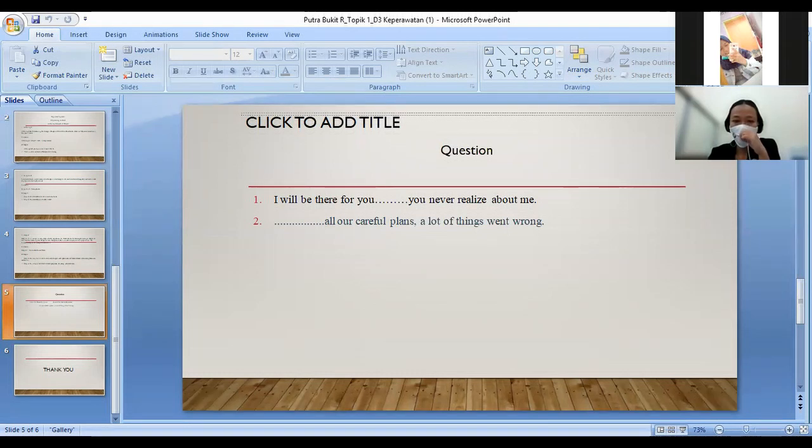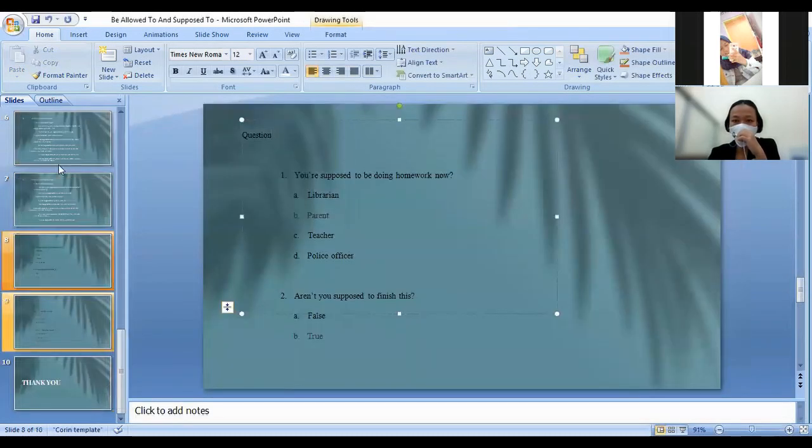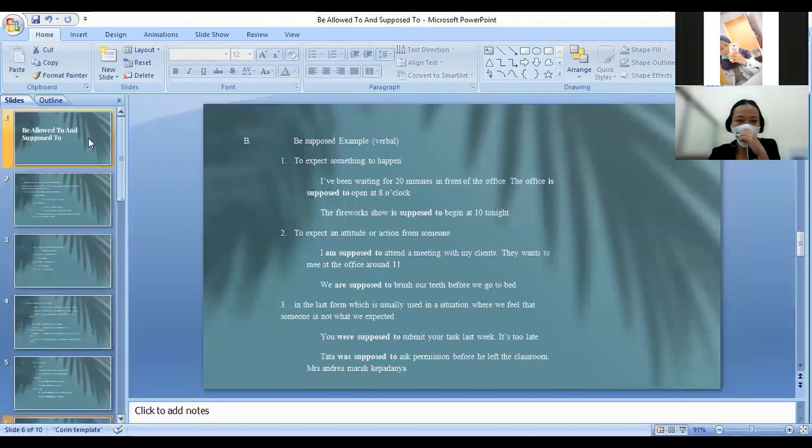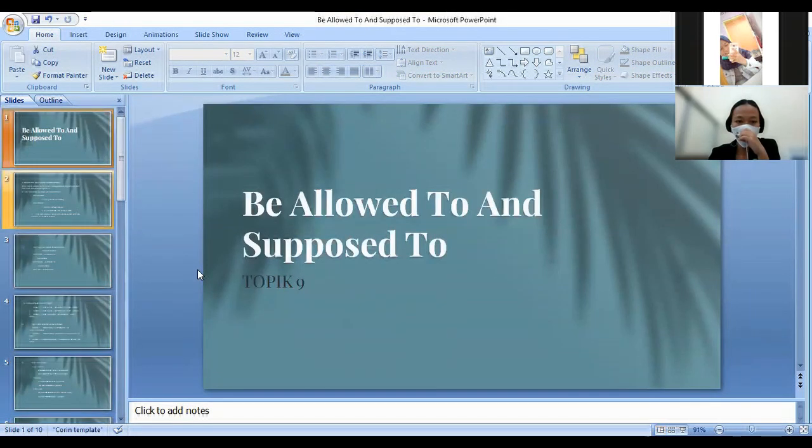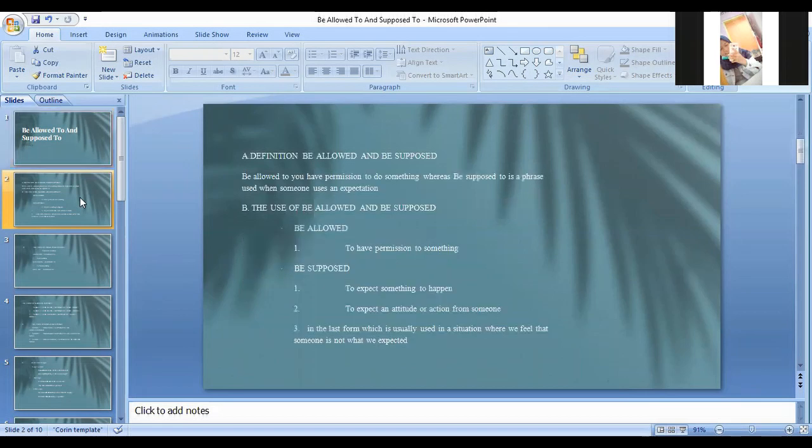Okay, thank you. Next, please. Assalamualaikum warahmatullahi wabarakatuh. Waalaikumsalam. My name is Kristanti Dwi Utami. Here I will present about allowed to and supposed to. The definition of allowed to and supposed to.